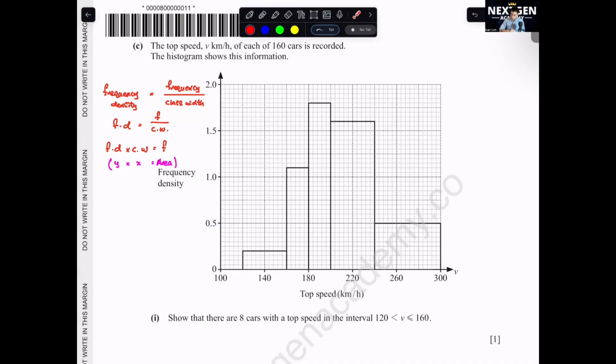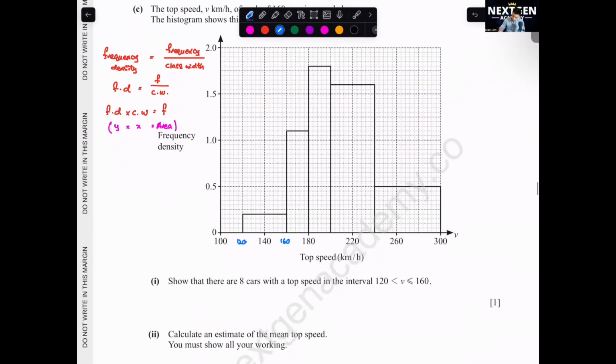Okay, 120 to 160. That means this part over here, 120 to 160, they want us to find the area here. So we will do the class width first. Class width will be 160 minus 120, which equals 40. The height is equal to 0.2, because there are 4 boxes. So the frequency density you can write as 0.2.